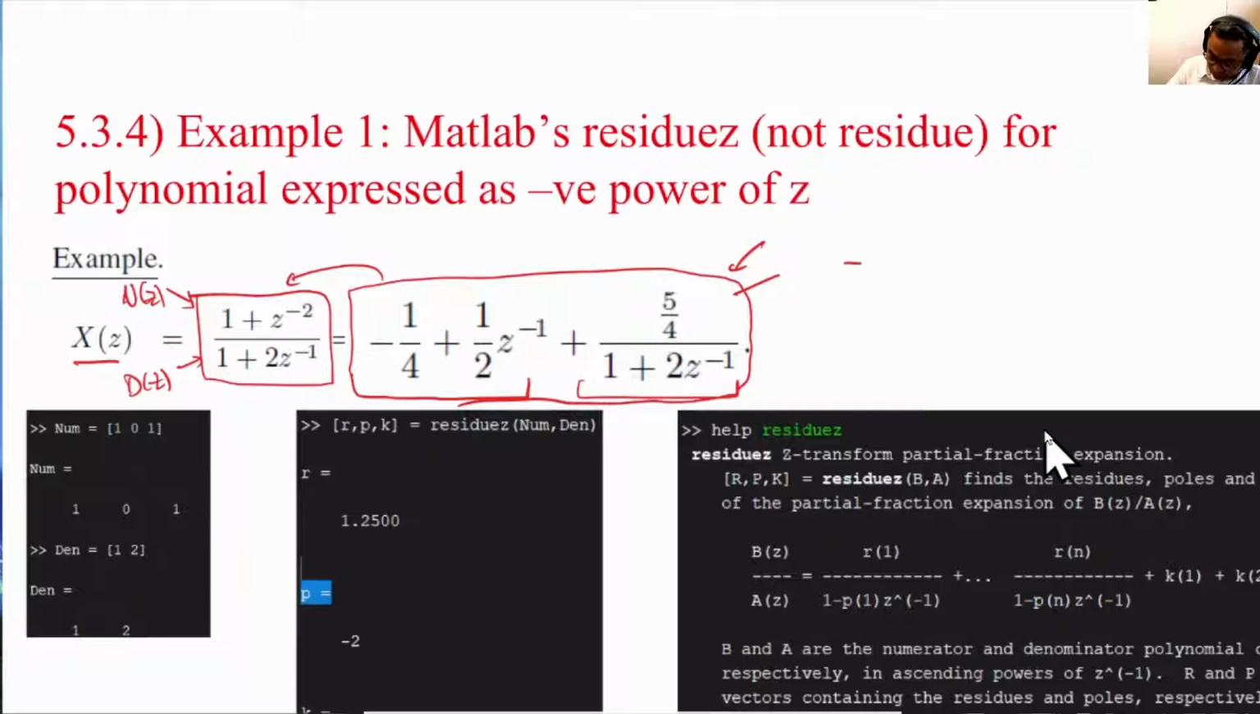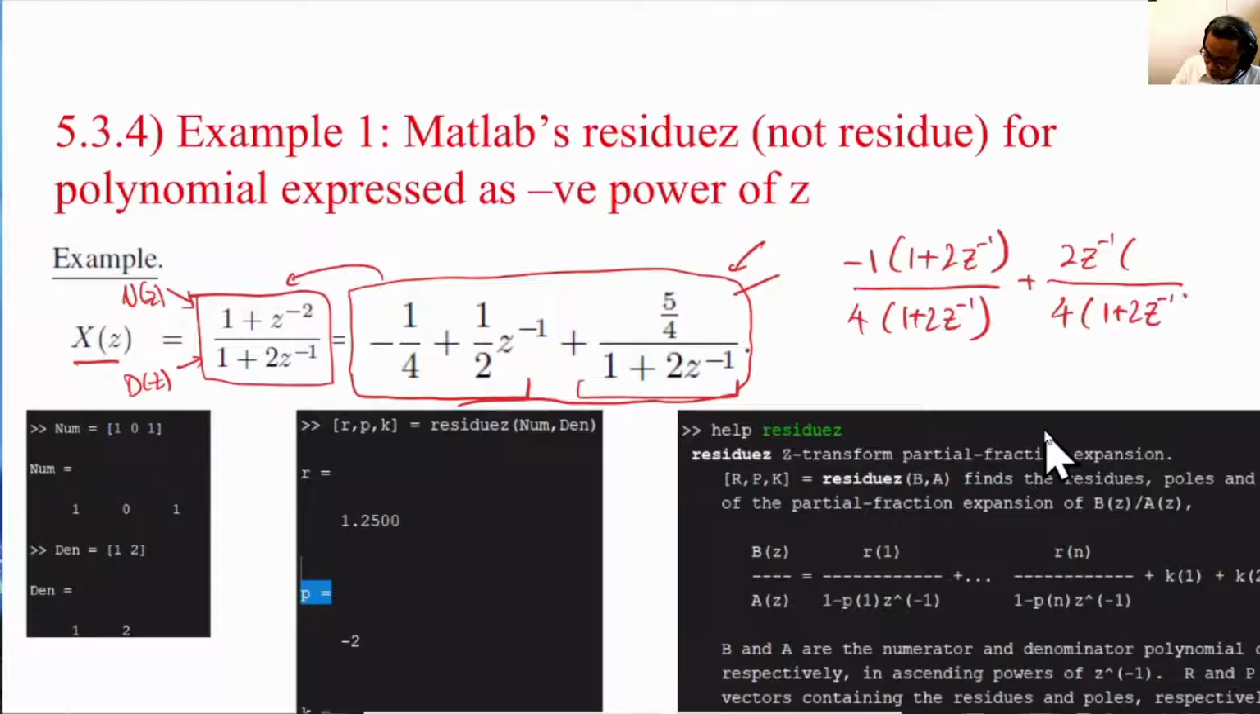Okay, so to check, simply do this. It is minus 1 multiplied by 1 plus 2z to the minus 1. So this is actually 4 times 1 plus 2z to the minus 1. Then this one, you will do 2z to the minus 1. So the bottom is 4 times 1 plus 2z to the minus 1.